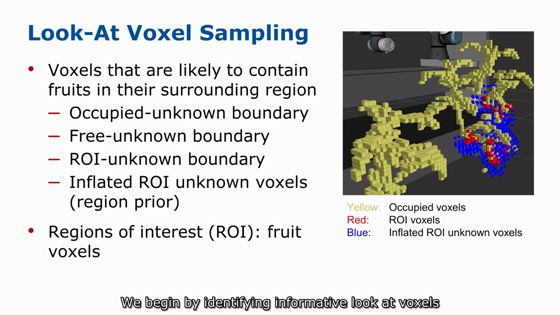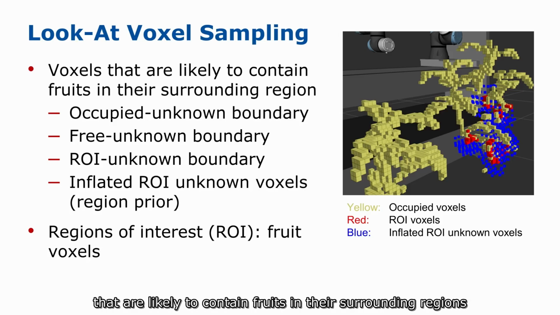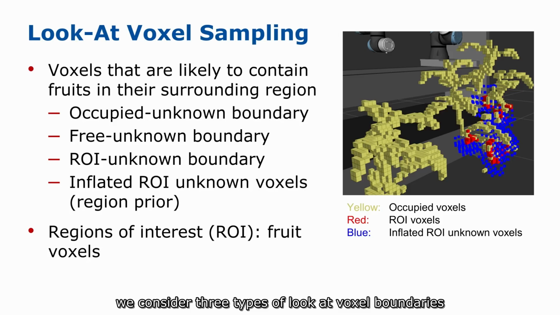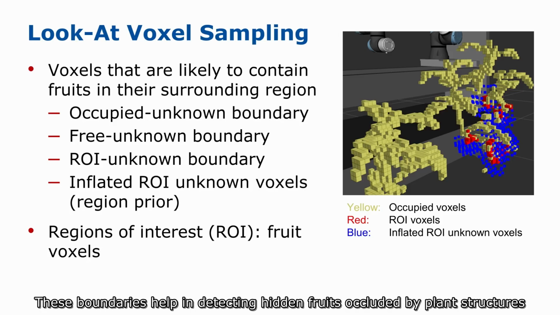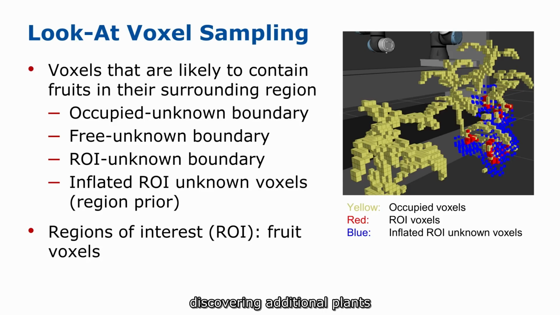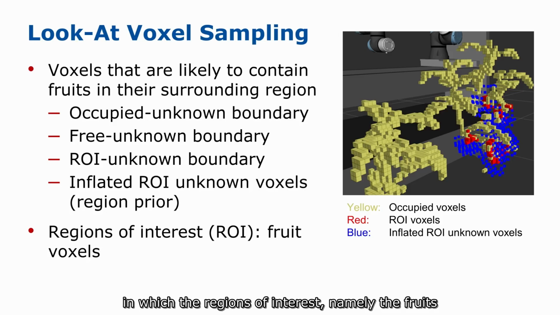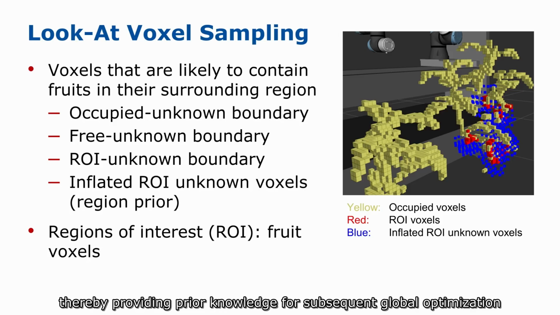We begin by identifying informative look-at voxels that are likely to contain fruits in their surrounding regions. Similar to VMP, we consider three types of look-at voxel boundaries. These boundaries help in detecting hidden fruits occluded by plant structures, discovering additional plants, and completing fruit surface observations. We further consider a fourth type to incorporate region priors. It refers to the unknown voxels within an inflated octree, in which the regions of interest, namely the fruits, are expanded by a fixed distance, shown in blue, thereby providing prior knowledge for subsequent global optimization.